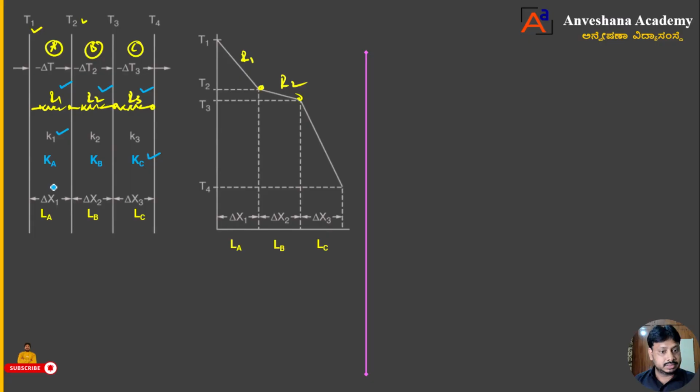Then length. As I told you, dear students, some authors take delta X also. It's up to you: X, L or T. I will take LA, LB, LC. Whenever heat is going to transfer through a composite wall made of layers arranged in series, the variation of temperature along the thickness of the composite wall can be shown in a temperature versus thickness diagram. I have shown it, dear students.